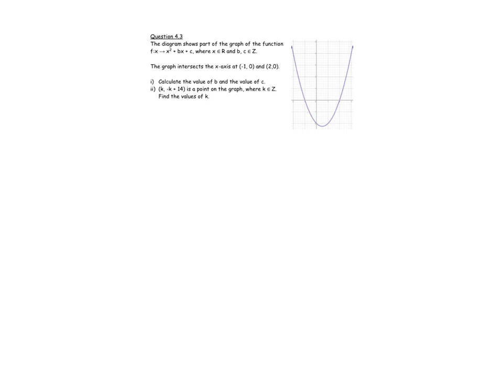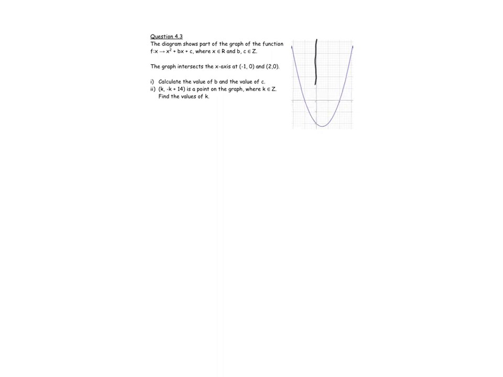Question 4.3 then I'll do next. The diagram shows part of the graph of the function f of x equals x squared plus bx plus c, where x is an element of R and b and c are elements of z. So very similar to the last question. The graph intersects the x-axis, and making sure you're aware that the x-axis is the axis that's along the road and the y-axis is the axis that is up the wall.